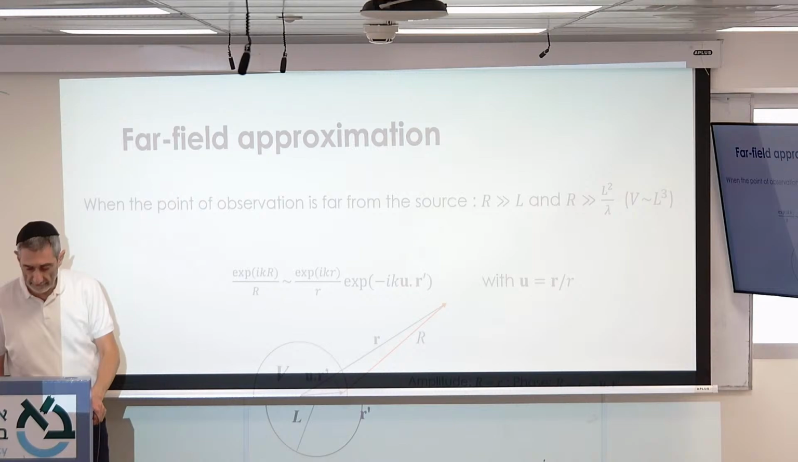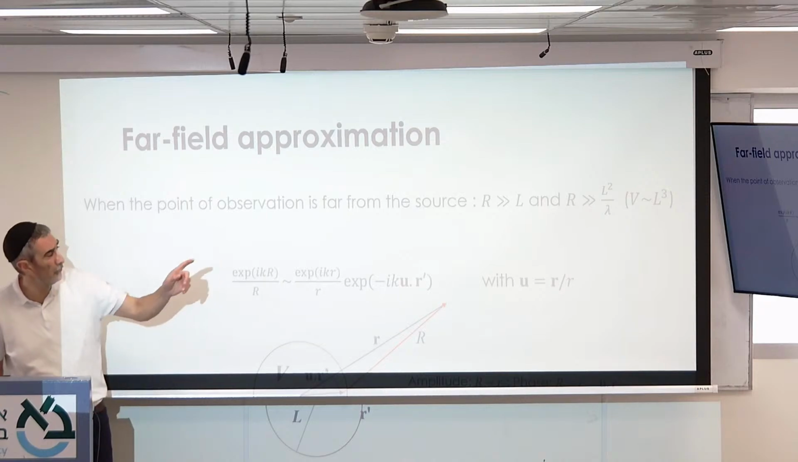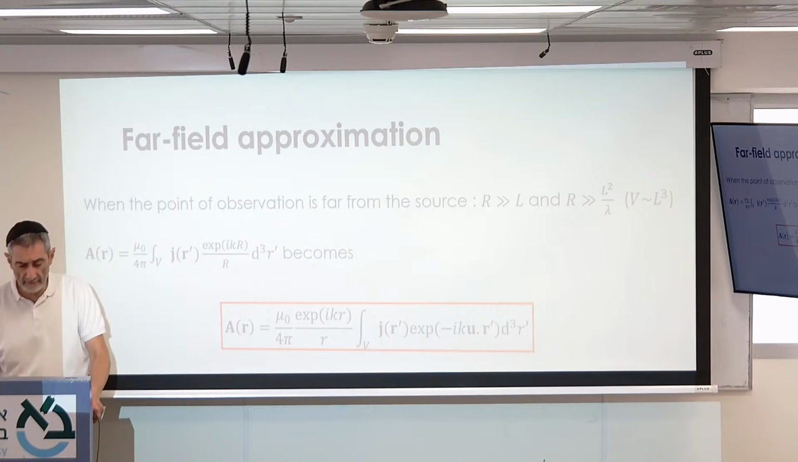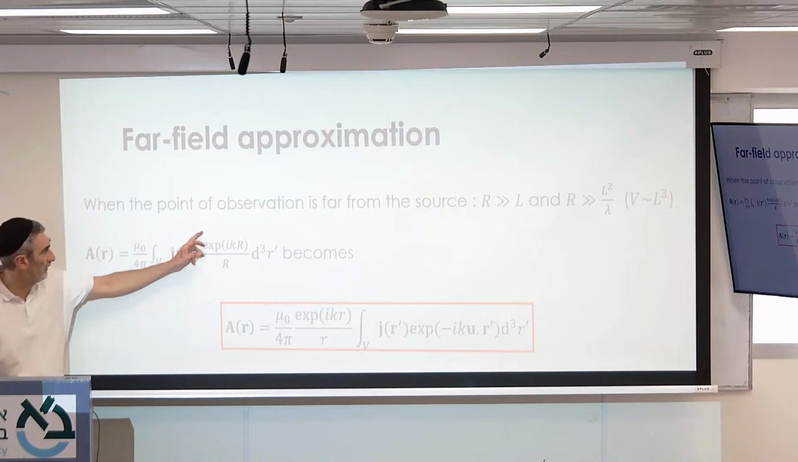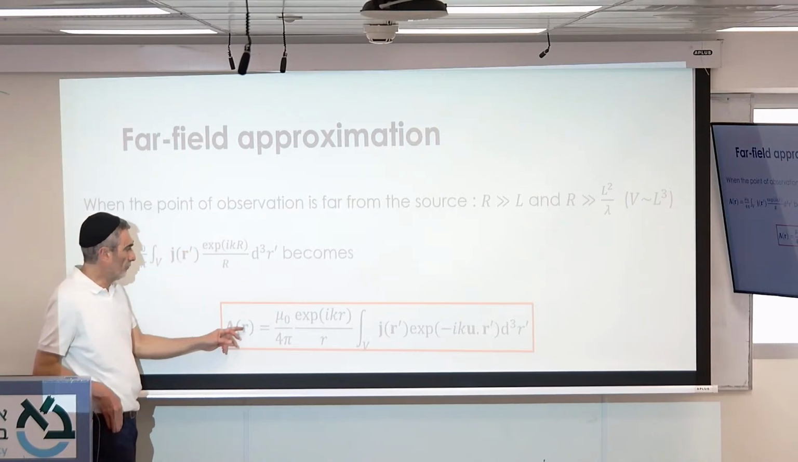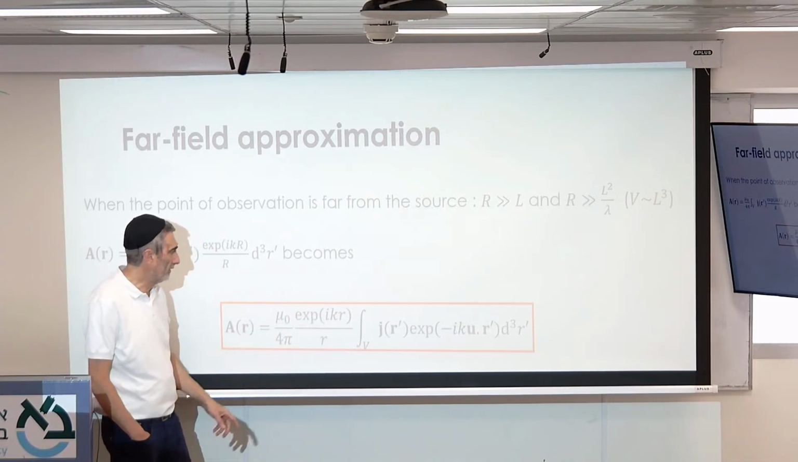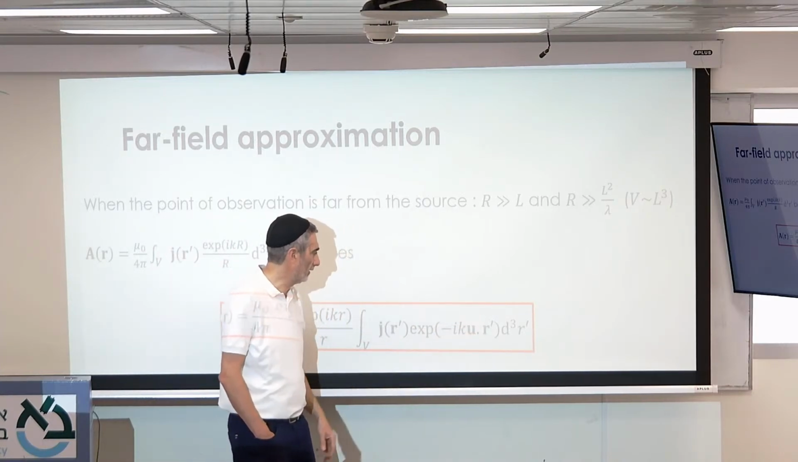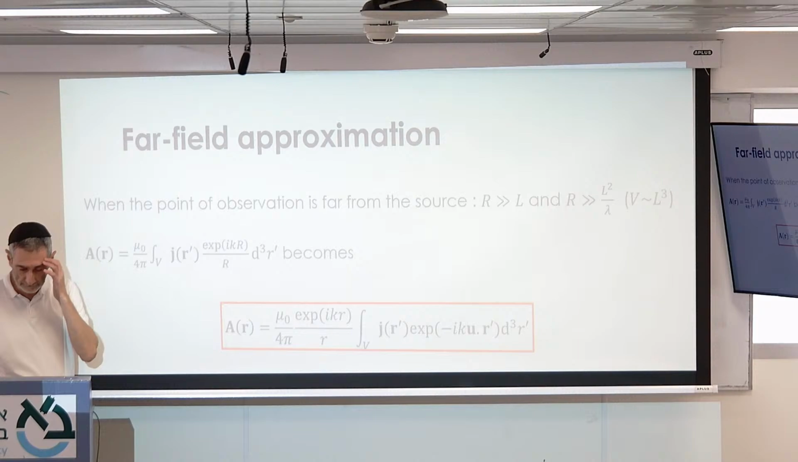So u is equal to r over r. If you do that, you can replace that in the expression of A, and you end up with this expression here. So A is mu 0 over 4 pi, exponential ikr over r, and then you integrate all the sources times this phase term over the full volume of current. So that's the first simplification that we can get.